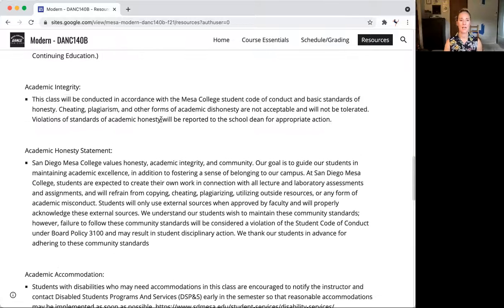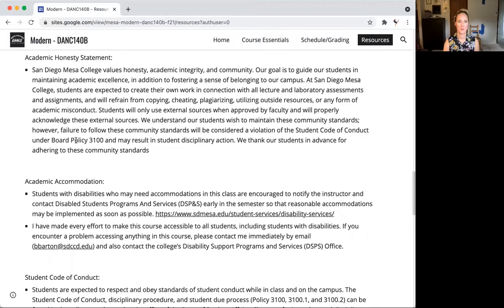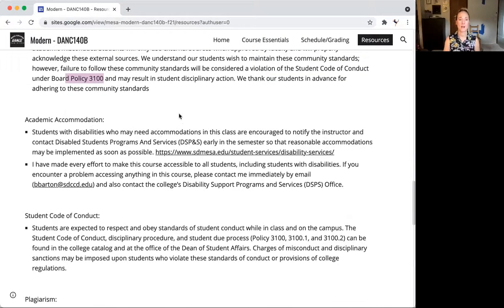Academic integrity. Please adhere to the student code of conduct, basic standards of honesty. Don't cheat, don't plagiarize. If you feel like you're coming up against a wall and those are your only solutions, connect with me. We'll find a way so that you can share your own voice and your own ideas without stealing those of others. Similarly, okay, board policy 3100. We don't even want to have to go there. Move forward with integrity.